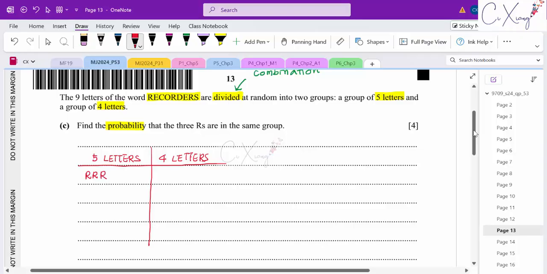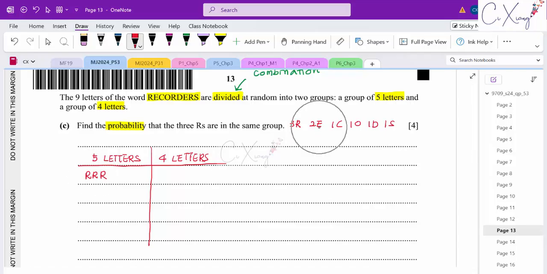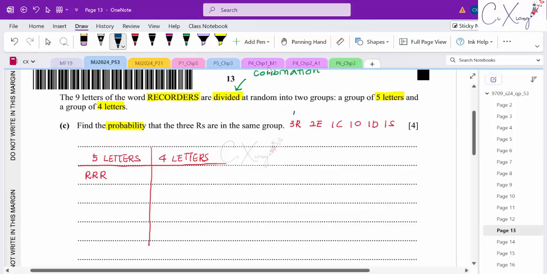Okay, so again, let us recall again. The letters that we have are 3 R, 2 E, 1 C, 1 O, 1 D, 1 S, right? Okay, so if I put all the 3 R in the 5 letters group, then now let's have a look at the E. So we put it into 3 groups. This is the first group with the R, the second group is all the identical E, the third group is all the different letters.